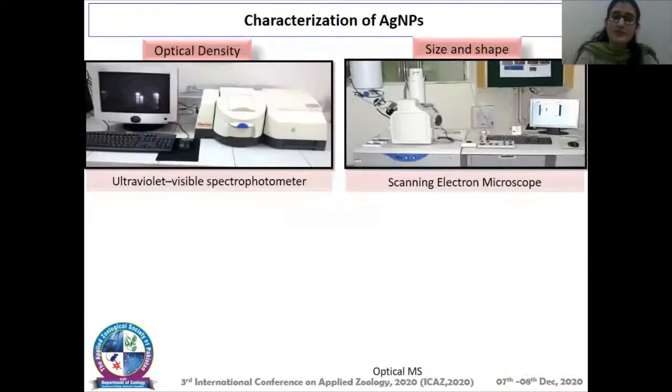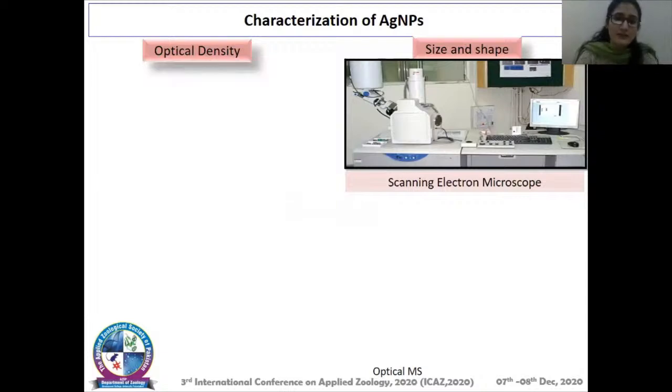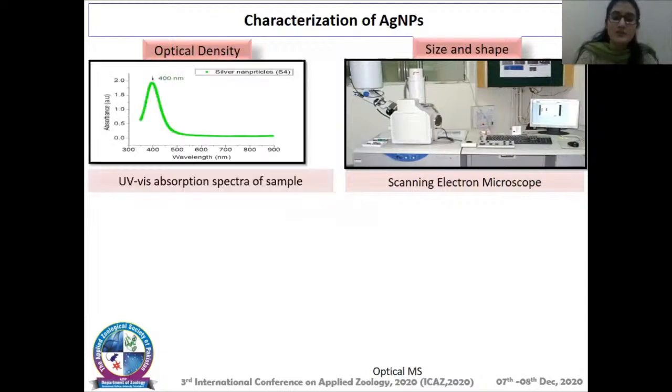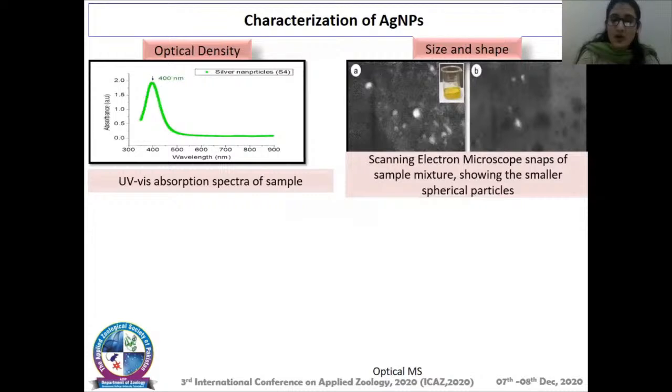After the preparation, the characterization of silver nanoparticles was done by using an ultraviolet visible spectrophotometer and a scanning electron microscope. By the ultraviolet visible spectrophotometer, we observed the optical density of the particles, which shows the 400 nanometer absorption spectra that indicates that the small particle was a silver nanoparticle. Similarly, the size and shape were observed by the scanning electron microscope, which shows that the particles were small in size and had a spherical shape.